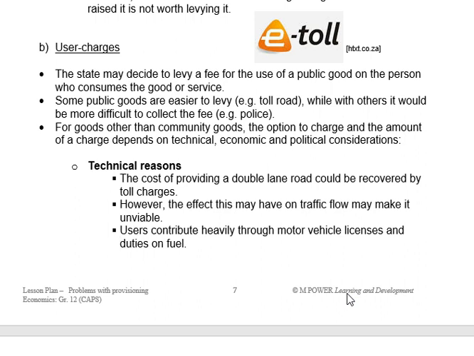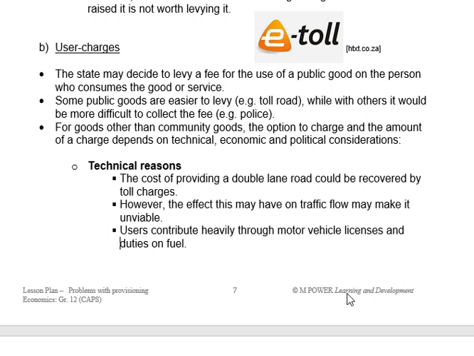Now, obviously, to build a double lane road, or a road with 4 lanes going both ways, is very expensive. So the reason why we levy toll charges on these roads is so that we can recover a part of the cost of building those roads.